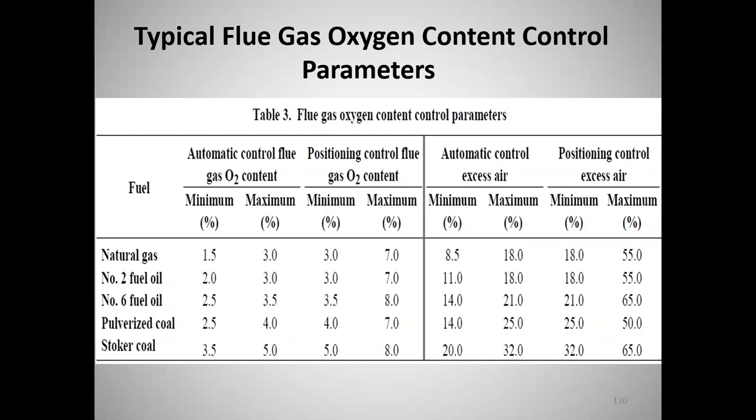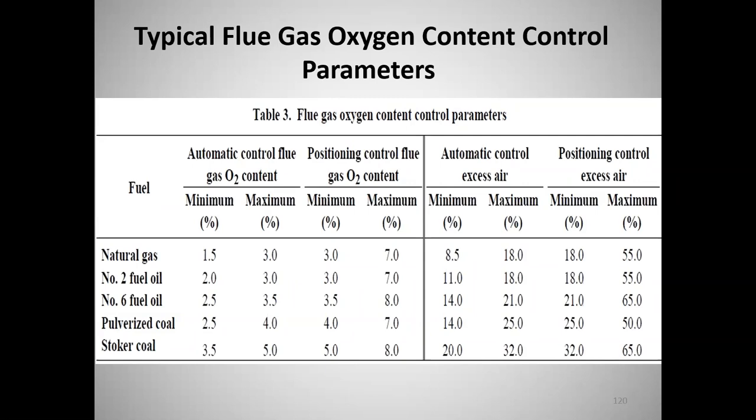So you can see if you look at the natural gas column there, if we have an automatic control system, we could expect our flue gas oxygen, O2, measured content, on a volume basis, between 1.5% and 3%, which would be very, very good, excellent control. If we have a positioning control system, it's just not going to be as good, and we would expect a minimum of 3 to perhaps as high as 7%.